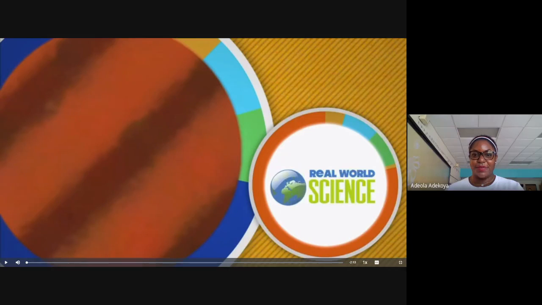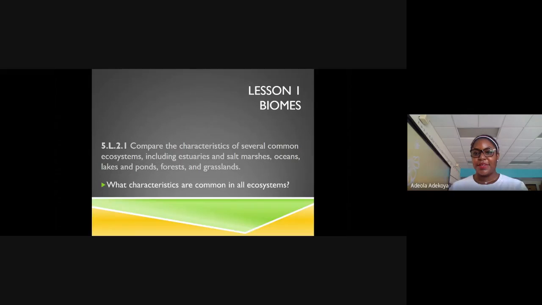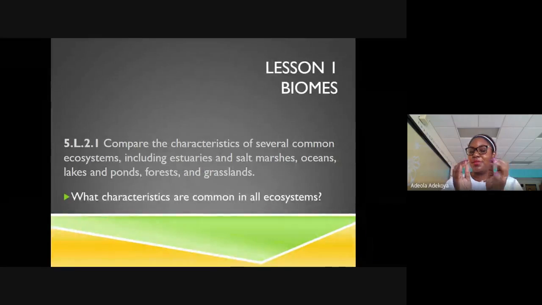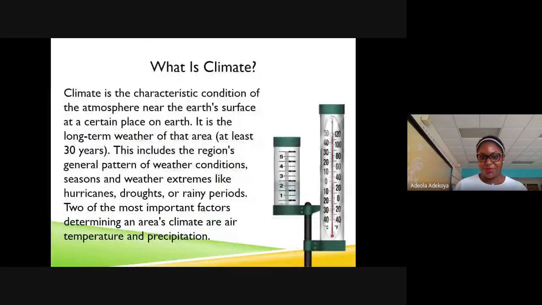All right, so to help us better understand the difference between an ecosystem and a biome: an ecosystem is a community of living and non-living things, really small or smaller. A biome is much larger, all right? So it's a larger area, larger region, and so you can have several ecosystems in a biome. All right, so we're going to talk about the different characteristics that make up a biome.